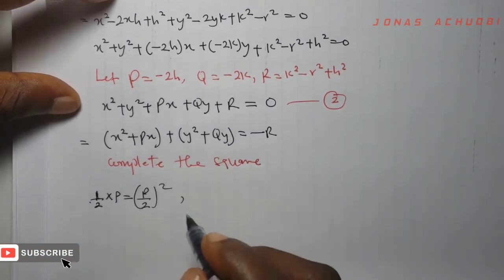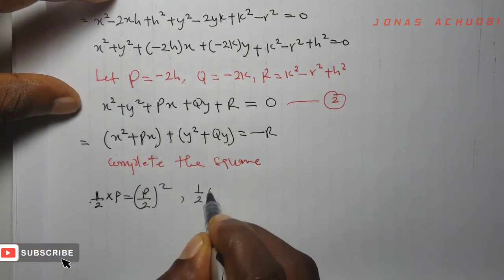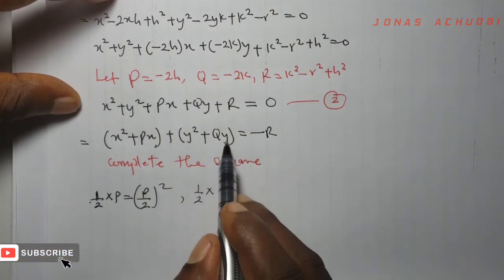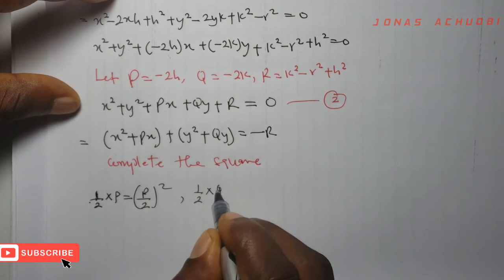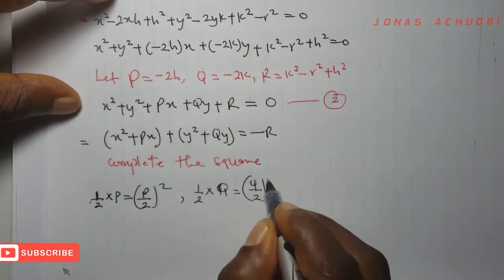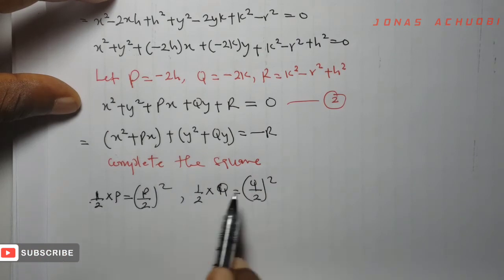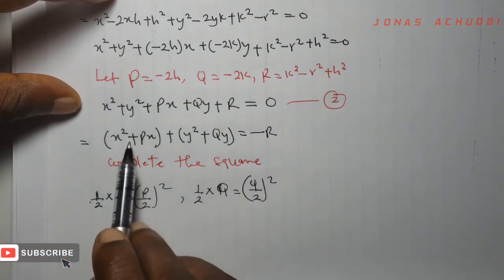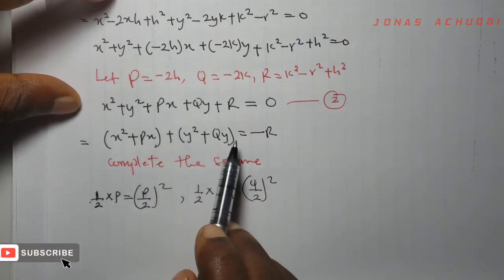Now for y, the same thing. 1 over 2 times the coefficient of y here, which is q, gives us q over 2, and then you square it. These are the terms you add to both x and y.